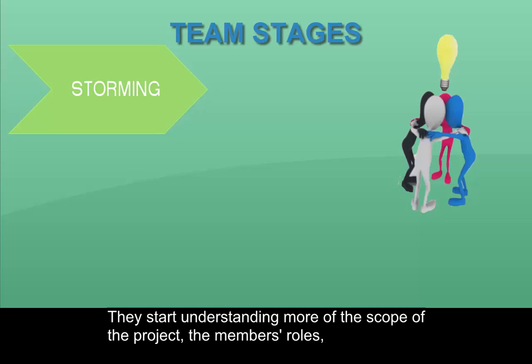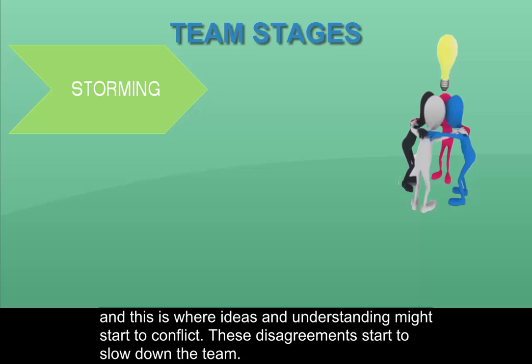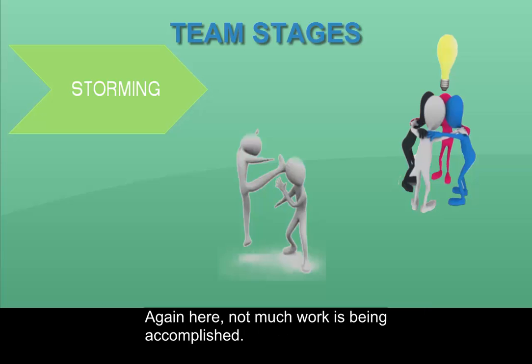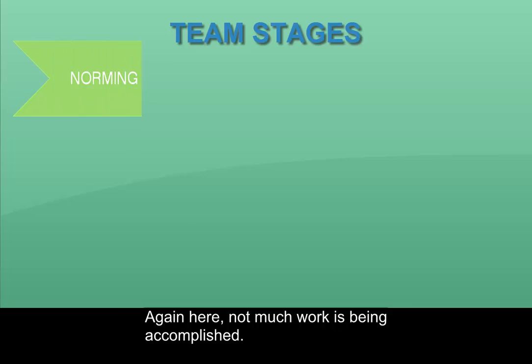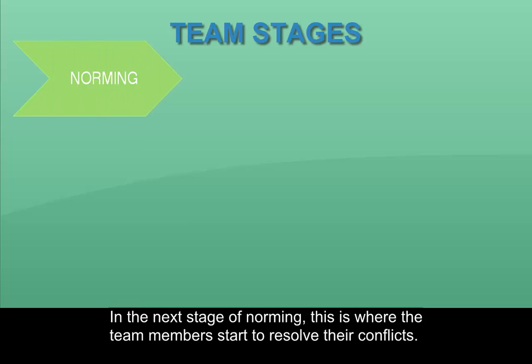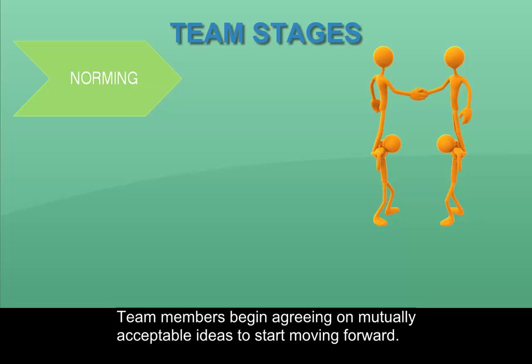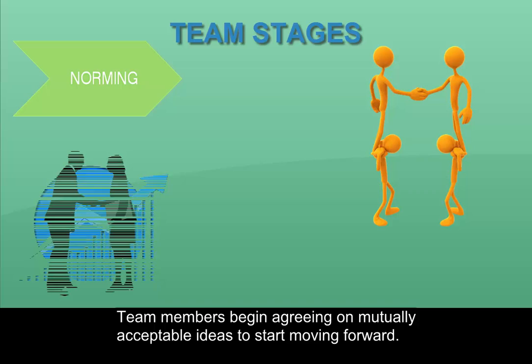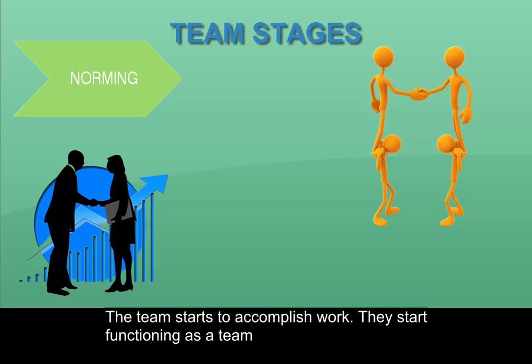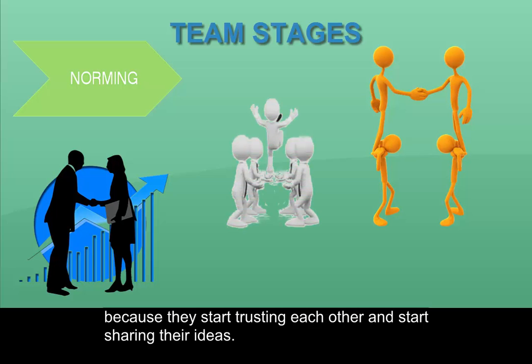In the storming stage, this is where the team members start to voice their ideas. They start understanding more of the scope of the project, the members' roles, and this is where ideas and understanding might start to conflict, and these disagreements start to slow down the team. So again, here, not much work is being accomplished. In the next stage of norming, this is where the team members start to resolve their conflicts. Team members begin agreeing on mutually acceptable ideas to start moving forward, and then the team starts to accomplish work, and they start functioning as a team because they start trusting each other and start sharing their ideas.